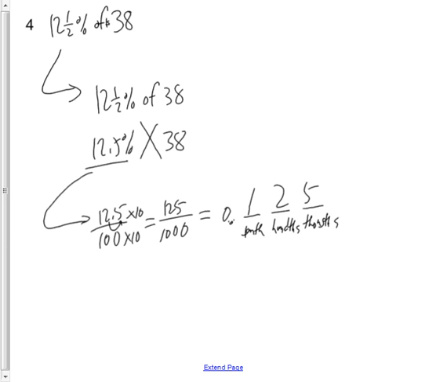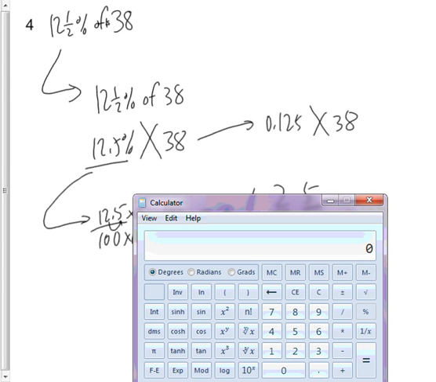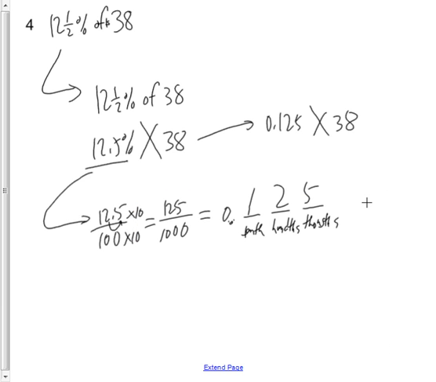Now, why is this important? Well, that means when I reinterpret this, I want to think of 12.5% as 0.125 of 38. I'll grab my calculator. Go to decimal 125 times 38, and I get $4.75. So therefore, 12.5% of $38 is $4.75.